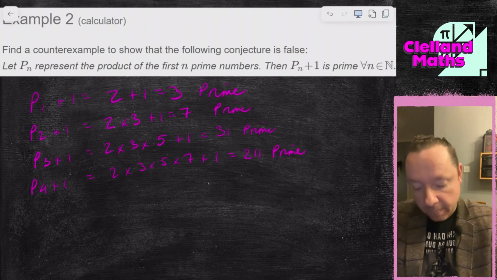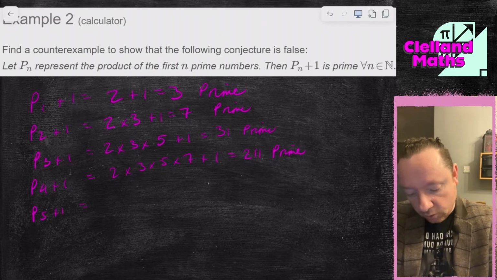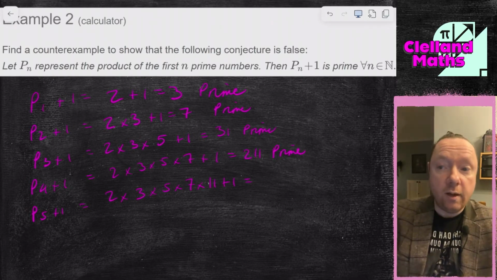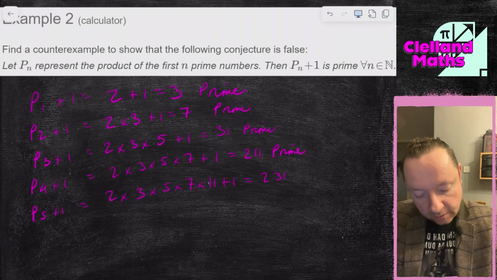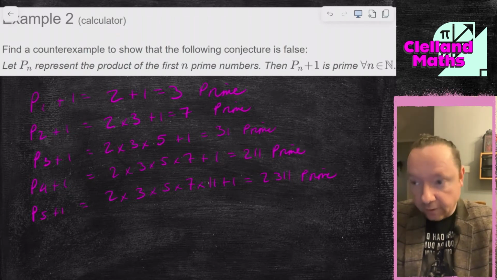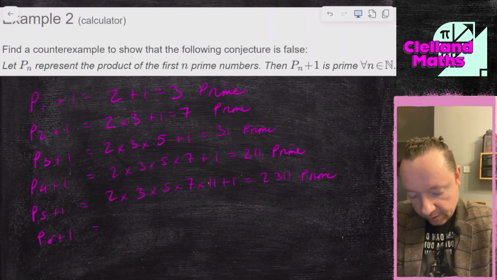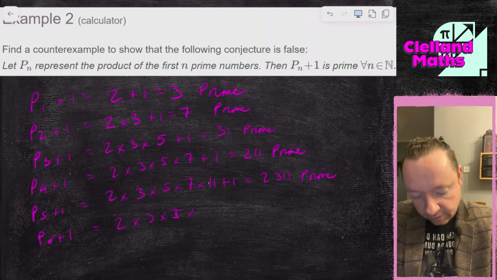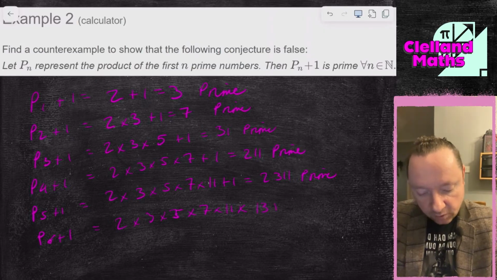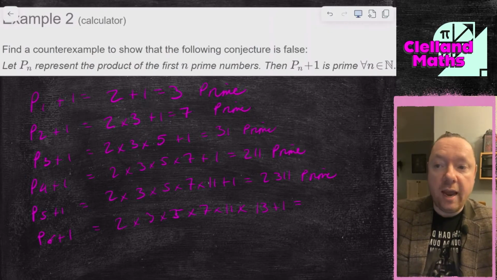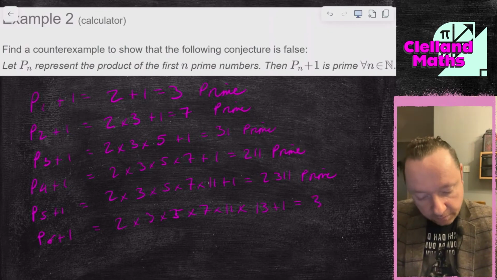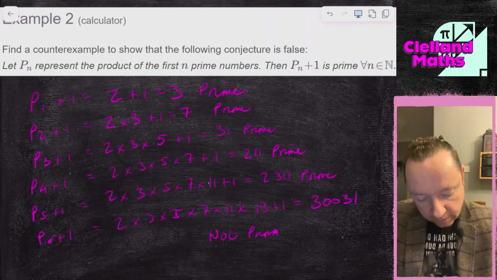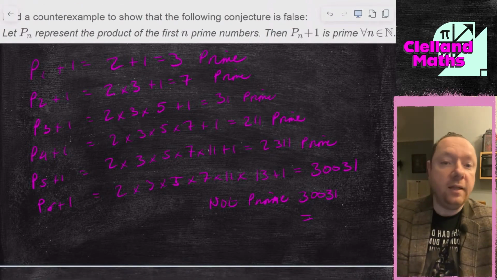Hard to check once I get big, actually. But P5 add 1 is equal to 2 times 3 times 5 times 7 times 11 plus 1. You can use a calculator to work that out and you would get 2311. And it's hard to work out, but that is prime. And then finally, P6 add 1 gives me 2 times 3 times 5 times 7 times 11 times 13 plus 1. If you use a calculator to work that out, you get 30031. Now that is not prime, and the reason it's not prime is it is a composite because 30031 equals 59 times 509.